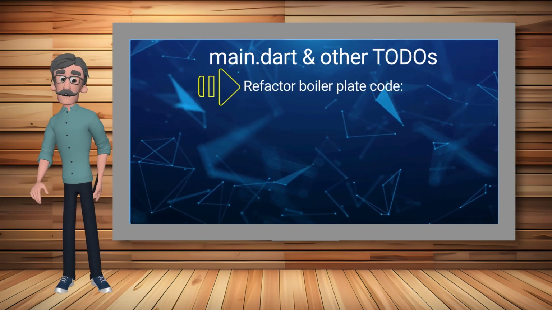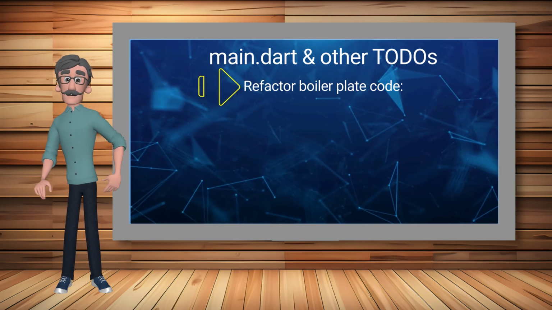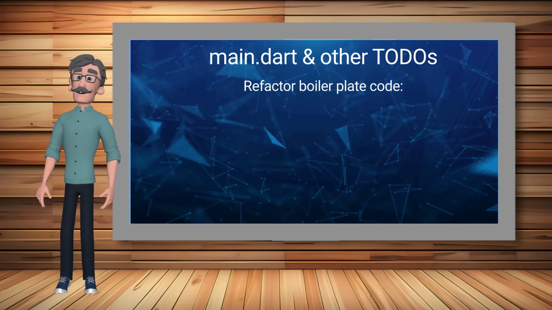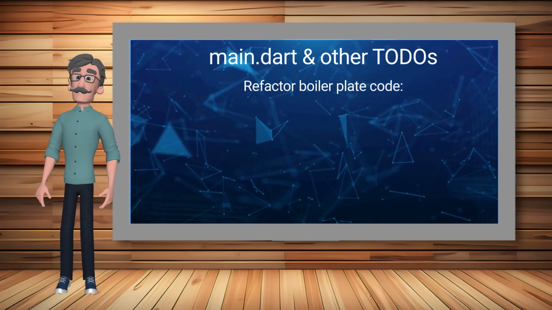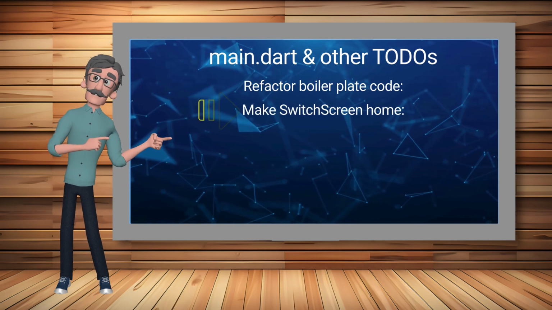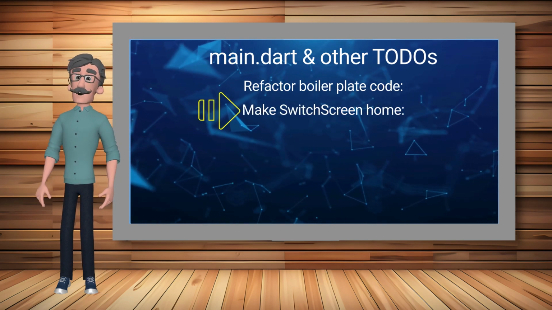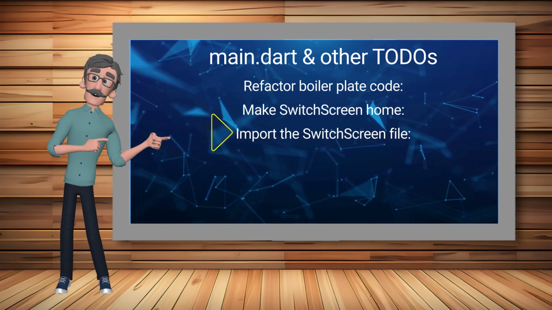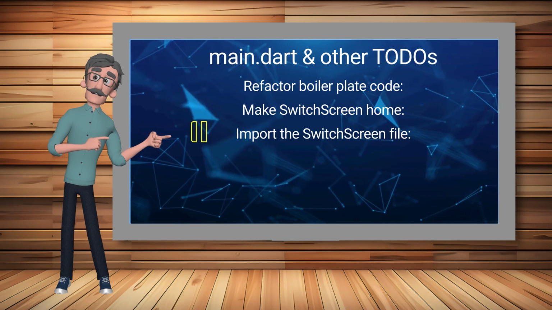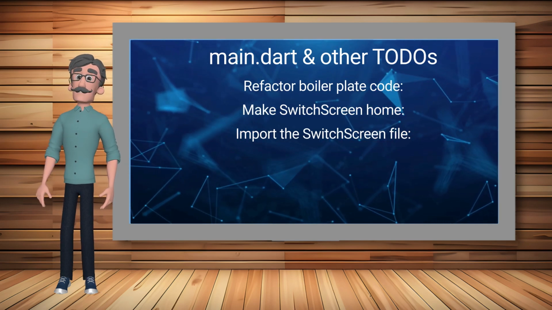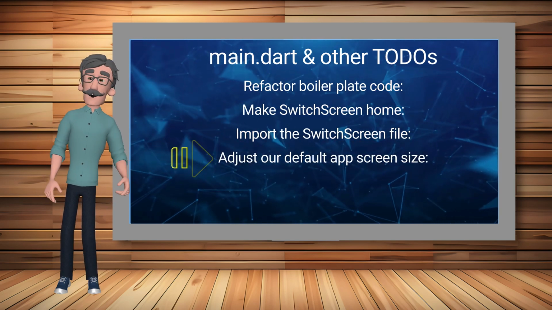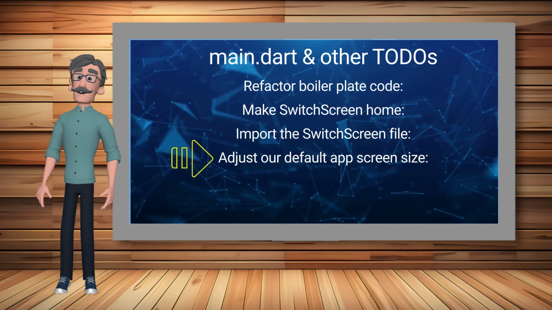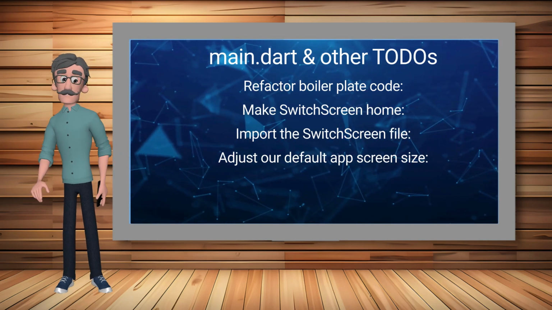We'll start by refactoring the main.dart file by removing unused code. We'll then make the switch screen our home landing screen. I'll show you an easy way to import the switch screen file into the main.dart file. Next, we'll go into the Linux folder, open up a file, and change our default app screen size.